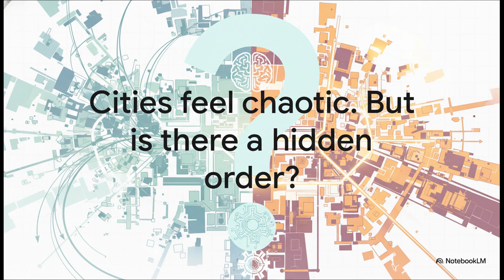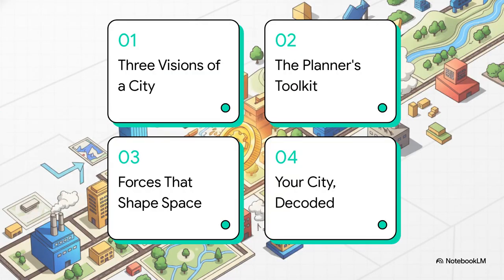Yeah, on the surface, cities can feel like total chaos, just a random jumble of buildings and roads. But what if I told you there's a method to all that madness? That there's a hidden order guided by some really powerful economic and social forces that we can not only understand, but even predict. So here's our game plan for today.